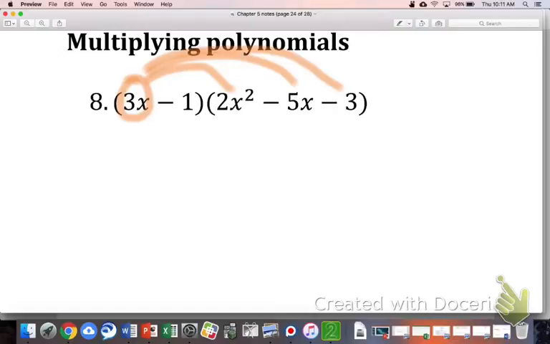Victoria, what is 3x times 2x squared? 6x to the power of 3. Okay, hope you guys agree with her. Definitely correct. Let me give myself a little bit more room here. So 6x to the third. Okay, so we just did this one. Okay, so now we're going to do the next one.